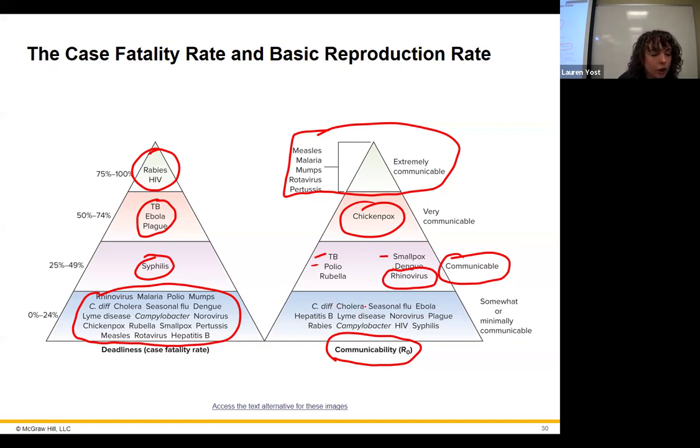C. diff, cholera, Ebola, Lyme disease, norovirus, rabies. These are not considered super communicable, somewhat or minimally communicable, right?